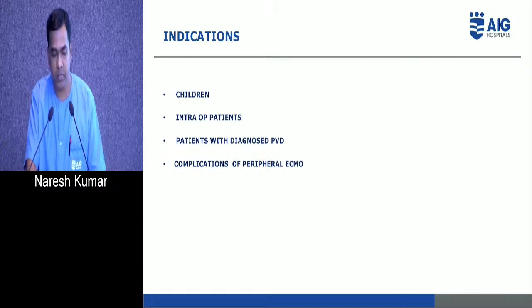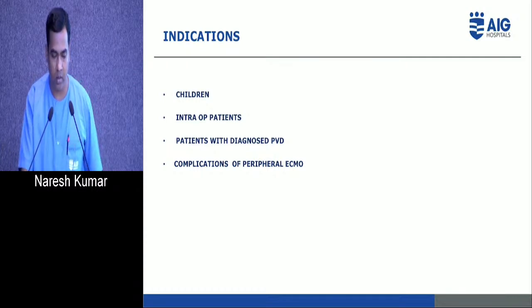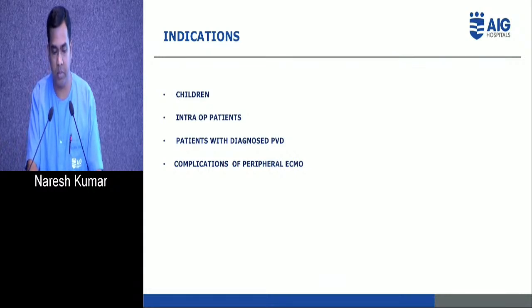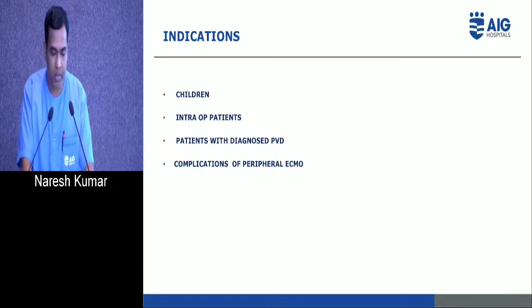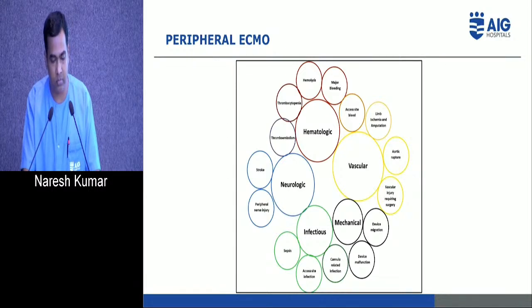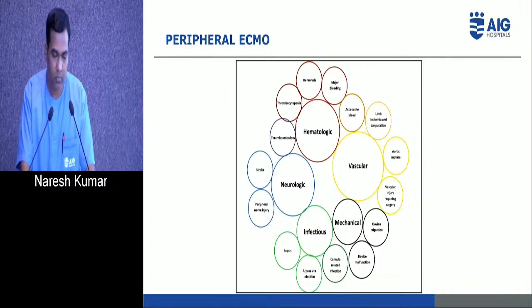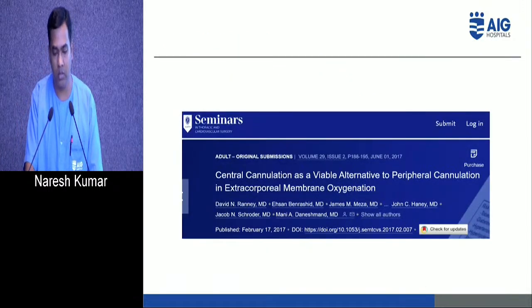In patients with an already diagnosed peripheral vascular disease, where initiation of peripheral ECMO would be more dangerous, we sometimes consider a central ECMO. There are also complications secondary to peripheral ECMO, like vascular complications such as vessel dissection and hemorrhage, or mechanical or hematological complications. There is always a viable alternative to convert them to central cannulation by either a mini sternotomy or thoracotomy.